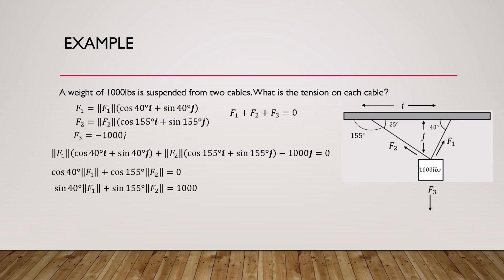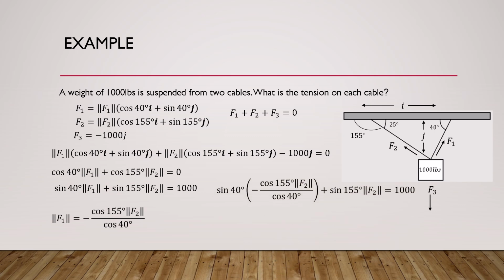Take the first equation and solve for the magnitude of F1, which equals negative cosine 155 degrees times the magnitude of F2 divided by cosine 40 degrees. Substitute this for the magnitude of F1 in the second equation. Sine 40 degrees over cosine 40 degrees equals tangent 40 degrees. So we get negative tangent 40 degrees times cosine 155 degrees times the magnitude of F2 plus sine 155 degrees times the magnitude of F2 equals 1,000.